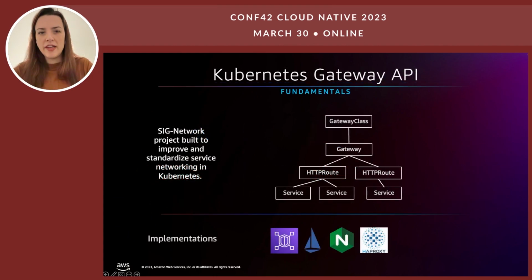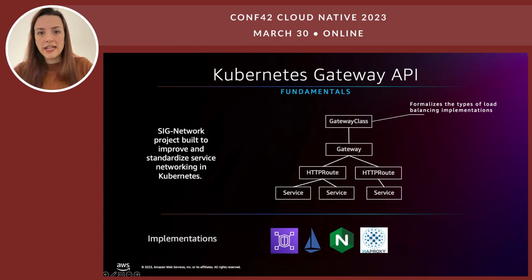The Kubernetes Gateway API is a SIG network project that took the lessons learned from the Ingress project and implemented a new way of doing networking in Kubernetes. We have different objects that belong to the Kubernetes Gateway API. The first of them is GatewayClass.